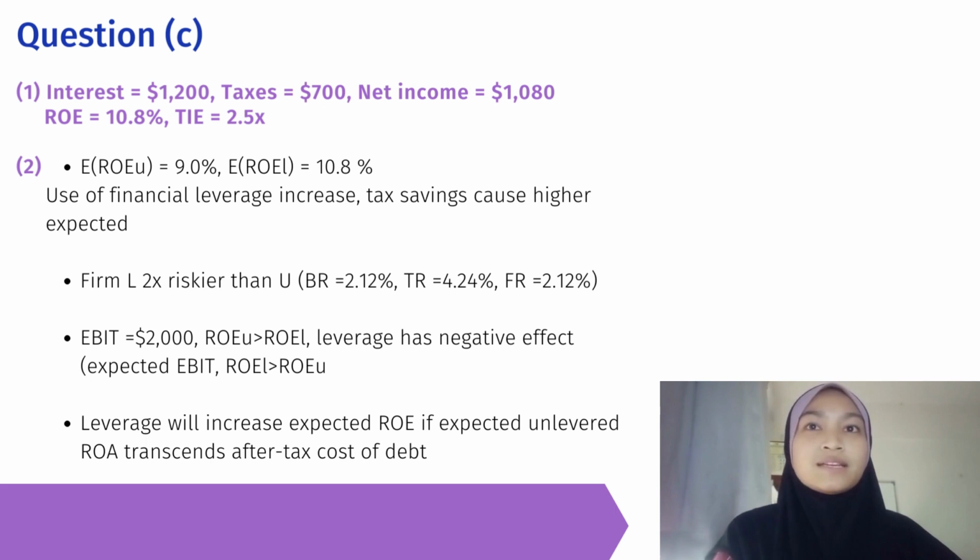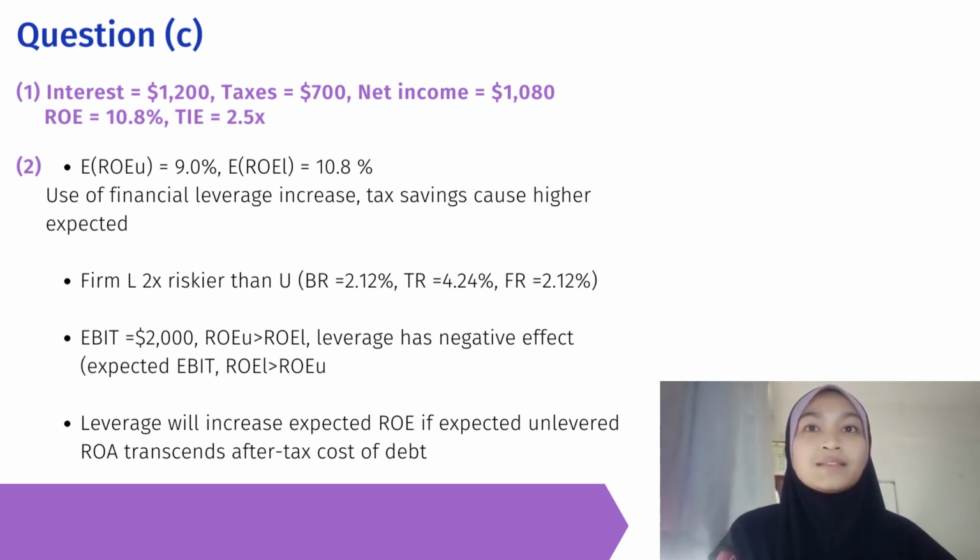In a total risk sense, firm L is 2 times riskier than firm U. Its business risk is 2.12%, but total risk is 4.24%, so its financial risk is 2.12%. The leverage has a negative effect on profitability.